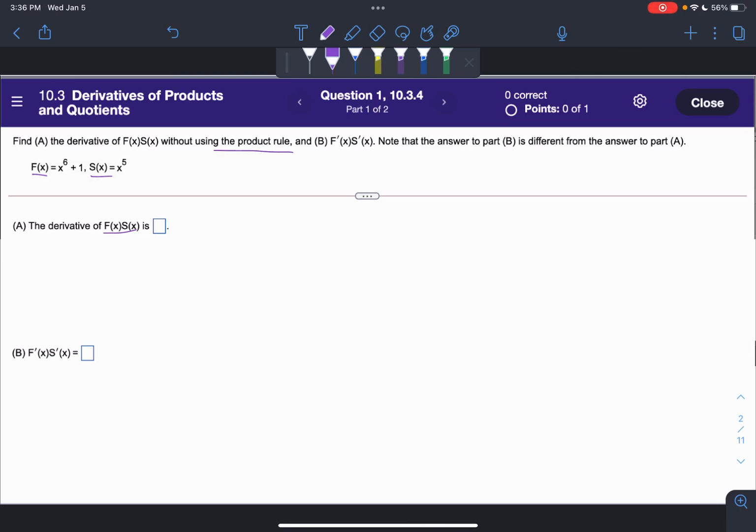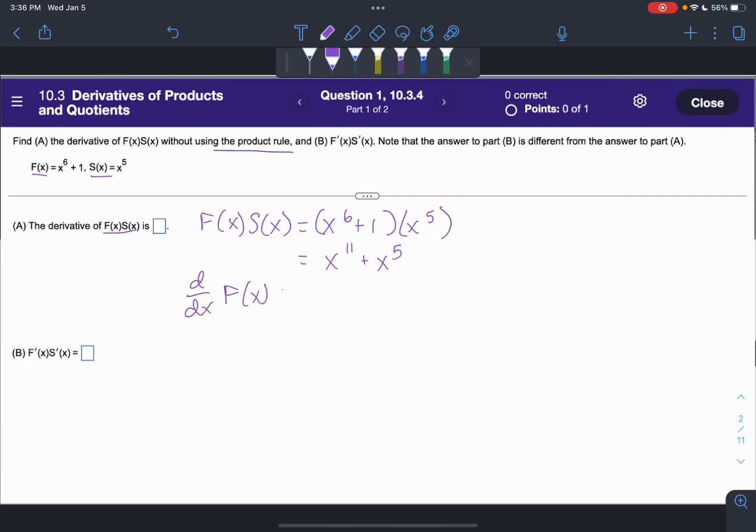Alrighty, so f of x, s of x. If we multiply x to the 6 plus 1 times x to the 5th, see what happens when we distribute that x to the 5th, and we get x to the 11 plus x to the 5th. And then we can go ahead and take the derivative of both sides, because that's what we want to find, the derivative of the product.